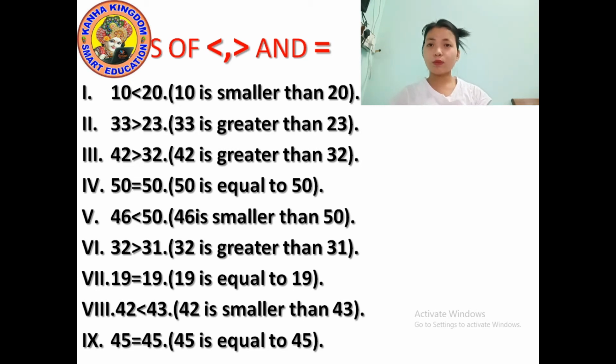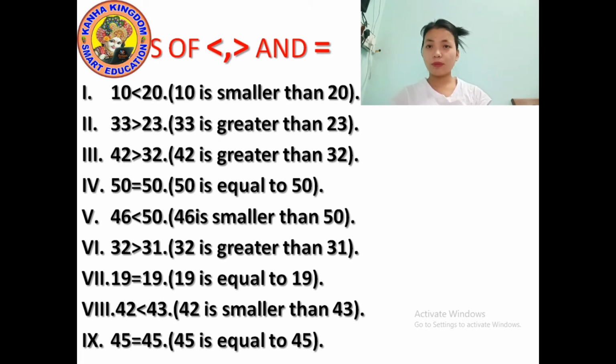Now let's move to another example, that is 19 equals to 19. We all know that 19 is equal to 19, right? 19 is equal to 19. See the symbol of equals to between the two 19s, that is the symbol of equals to.